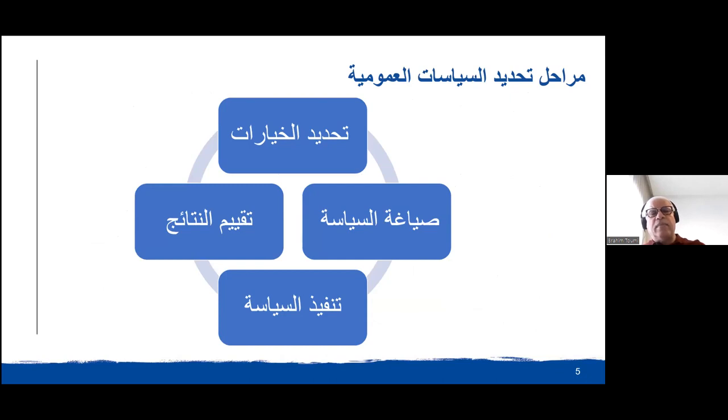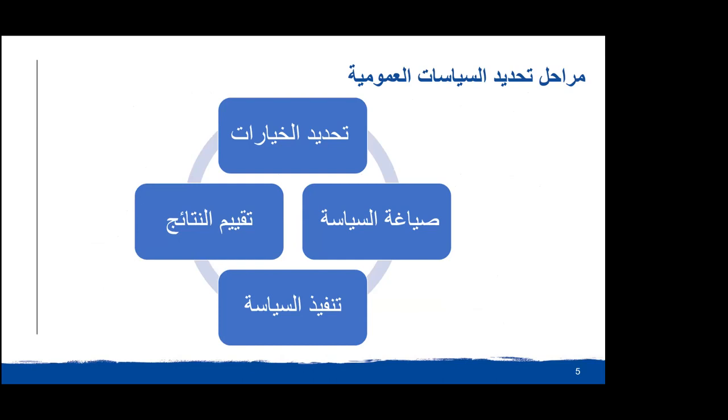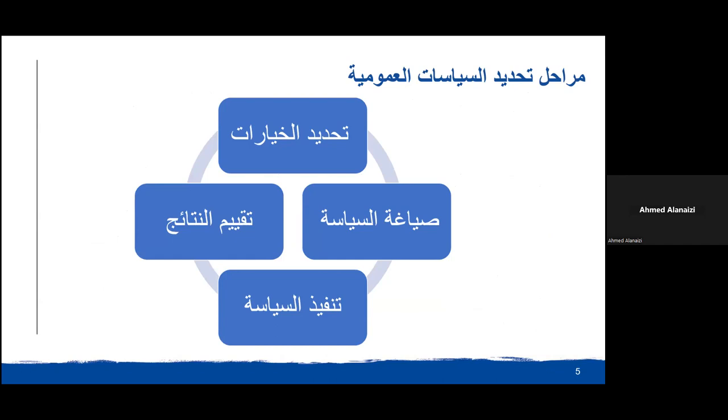Here are the stages of the determination of the policy, and in some references you might find 5 or 6 stages. However, here we will have only 4. First, we have to select our choices or options, which will serve as an entry point for the formulation of the policy.